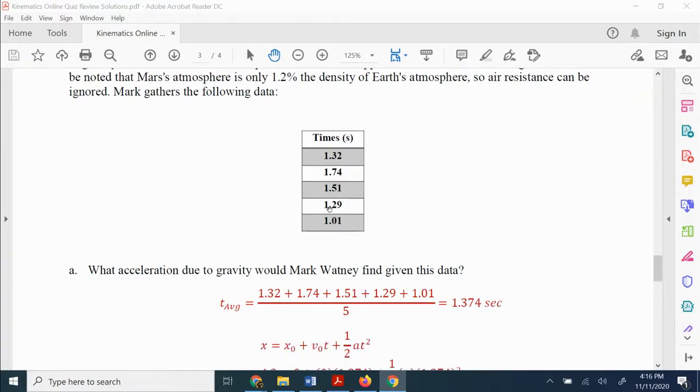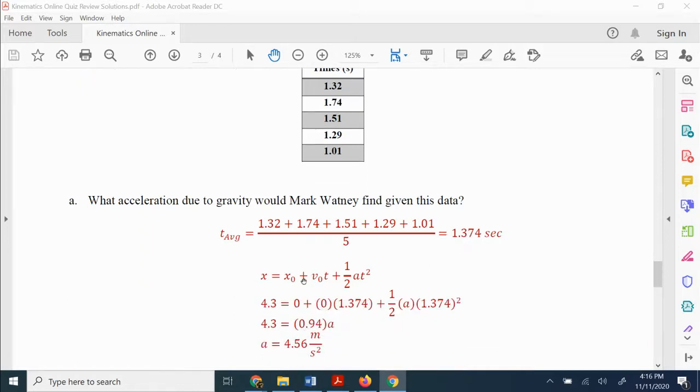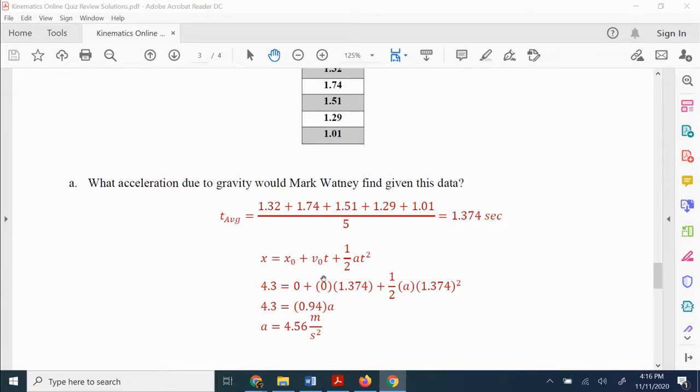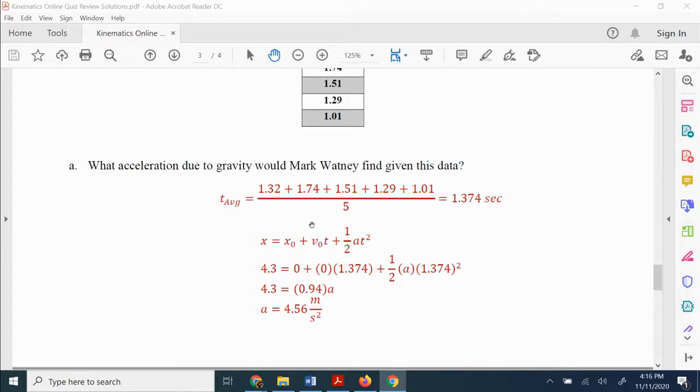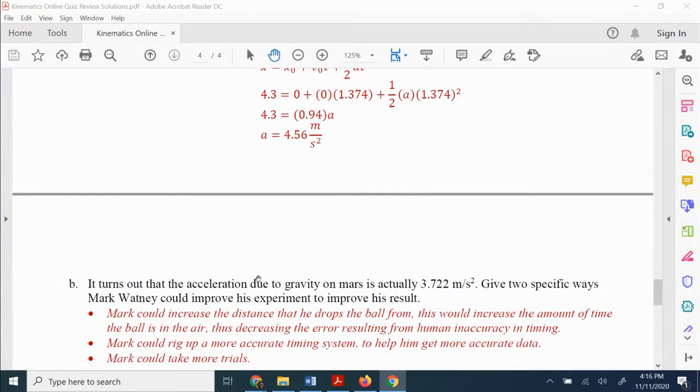So the first thing to do is average your times. Since they're all for the same distance, you can just simply average the times. Add them all together and divide by the number of them, which is 5, and you're going to get that the average time is 1.374. You could round it differently if you wanted to. That's going to go into the kinematic equation. Again, you'd probably use y's here instead of x's. The initial velocity is 0 because you've dropped it. You're looking for a, you dropped it 4.3 meters, and there's your acceleration of 4.56 meters per second squared. It turns out that the acceleration due to gravity on Mars is actually 3.7.